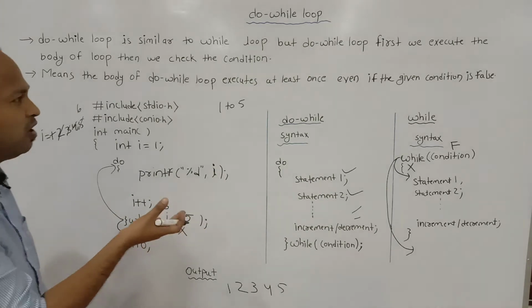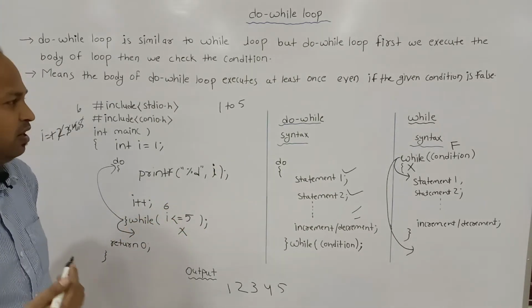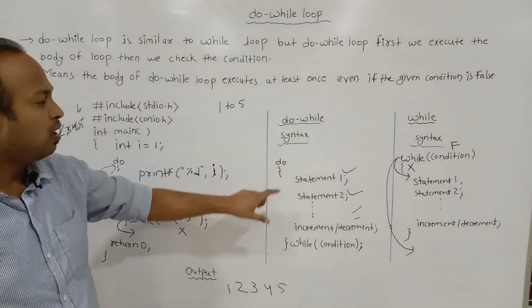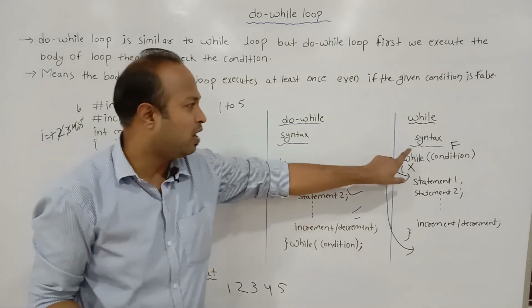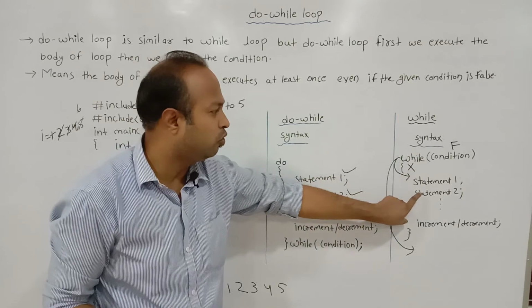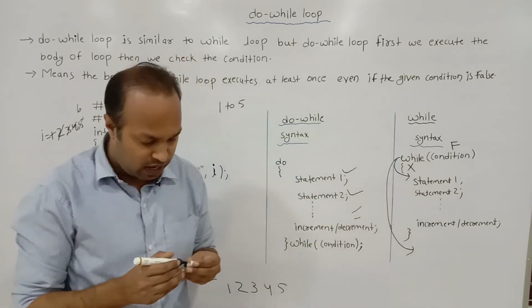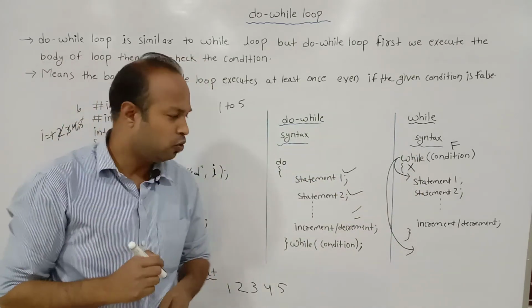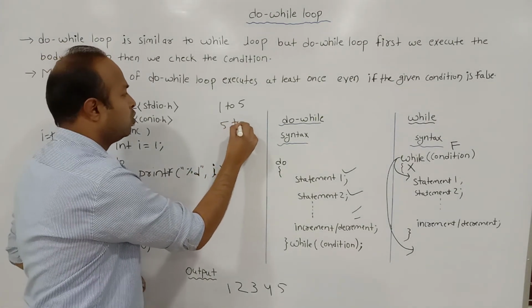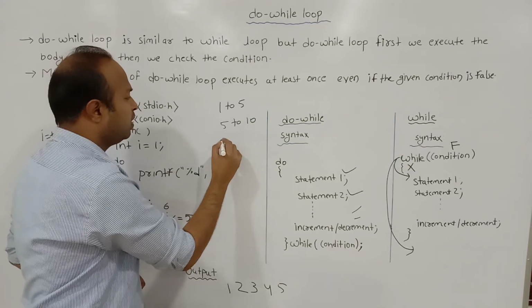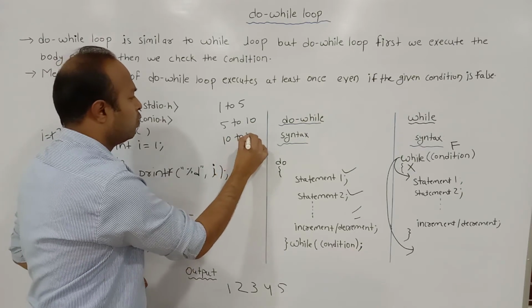The working of while and do while is almost similar, but the difference is that in a do while first we execute the body, then we check the condition. And in a while first we check the condition, then we execute the body. And friends, for you I have some work. You have to print 5 to 10 and try to print 10 to 5.